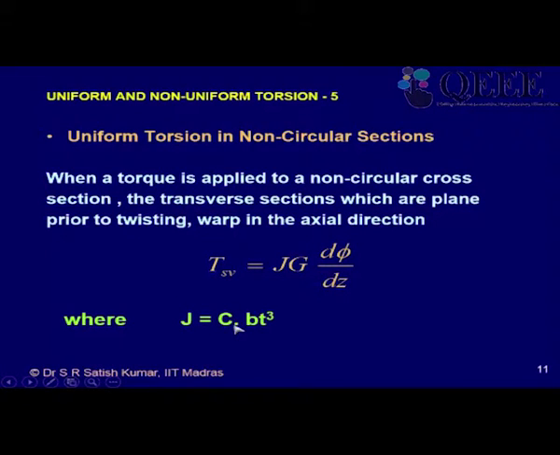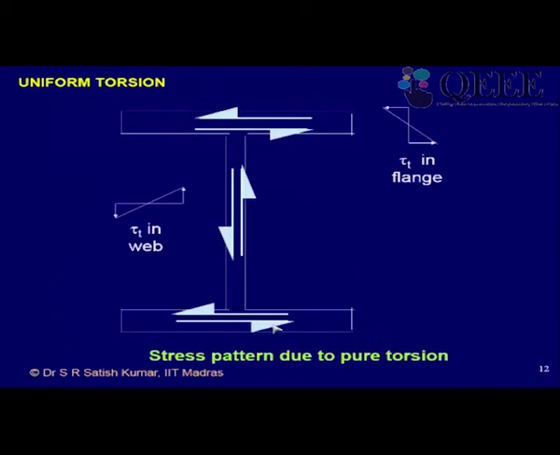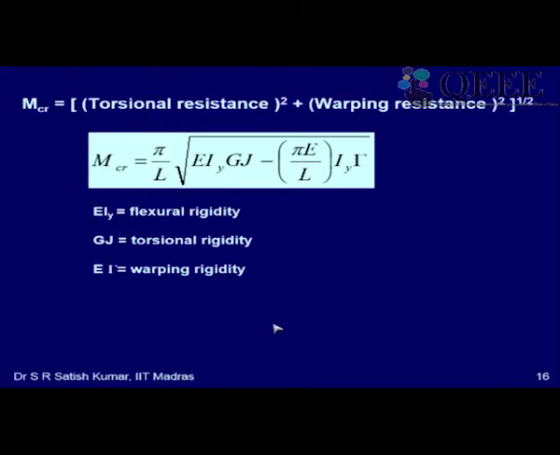It is proportional to the sum of the width and cube of the thickness of each component plate. So if it is an I section, width of the top flange into thickness cube of the top flange, plus depth of the web into thickness cube of the web, plus width of the bottom flange into thickness cube of the bottom flange. If you add all these three, you will get sigma BT cube, and C is a proportionality constant. So J will be calculated as the sum of BT cube of the component plates, and GJ is called the torsional rigidity, the quantity which gives the resistance to twisting.